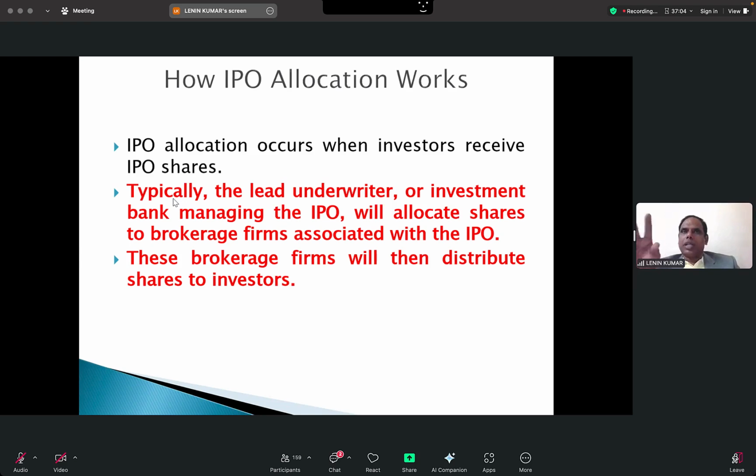Suppose 10 brokers are there, like NBD, Dubai Islamic Bank, RAK Bank, ADCB. For each bank, they may give 100 shares. They will allocate these 100 shares, for example from NBD, to the customers on a first come, first serve basis. That's what we are going to discuss next.